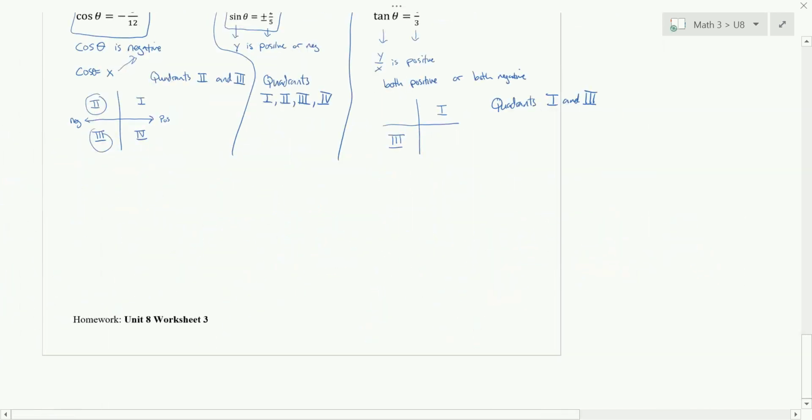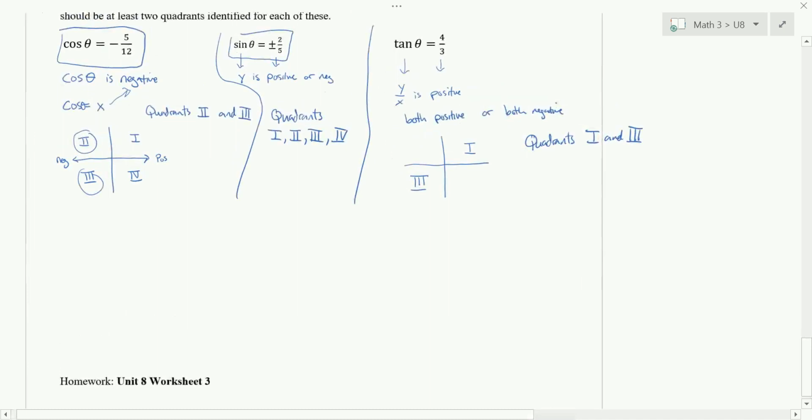All right, homework is to do all the problems in worksheet 3 from unit 8.